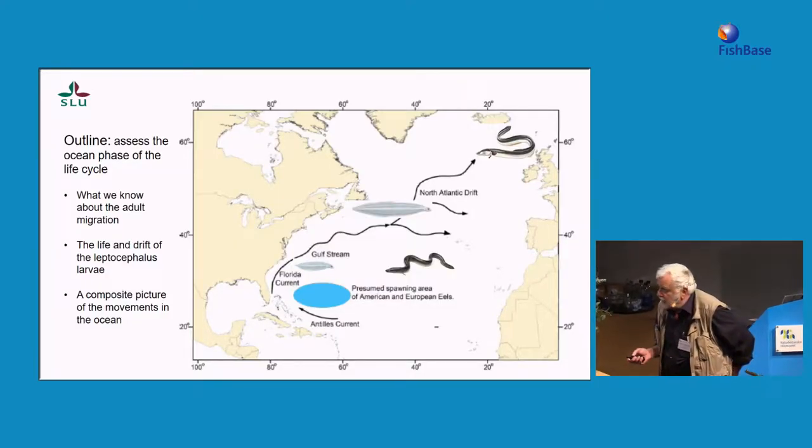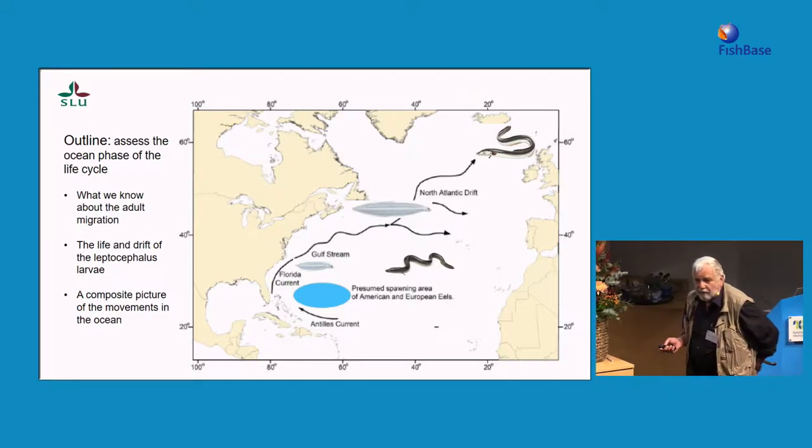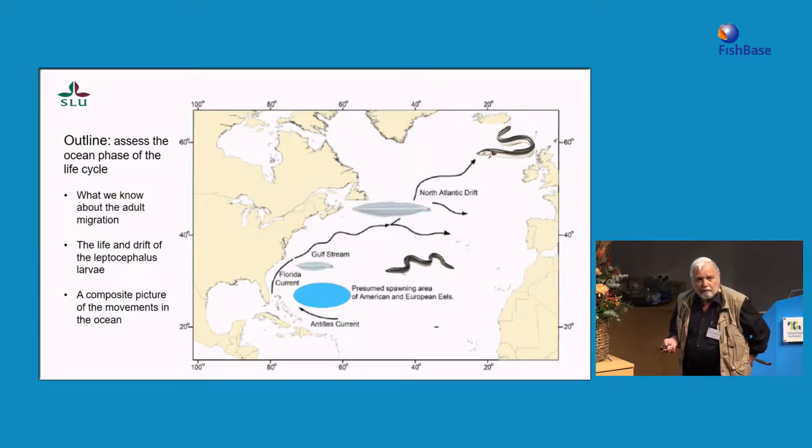The eel is famous for its long migration. Actually, there are other fish species that make even longer movements in the ocean. But there are a number of interesting features with the eel that I want to talk about.